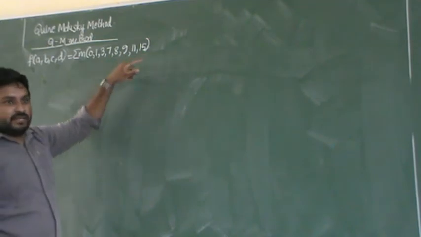Okay, we shall come to the second example of the twin matrix case. So this is the question. You have to find the minimized or simplified expression for this particular problem, which has four variables a, b, c, d, and the min terms are 0, 1, 3, 7, 8, 9, 11 and 15.